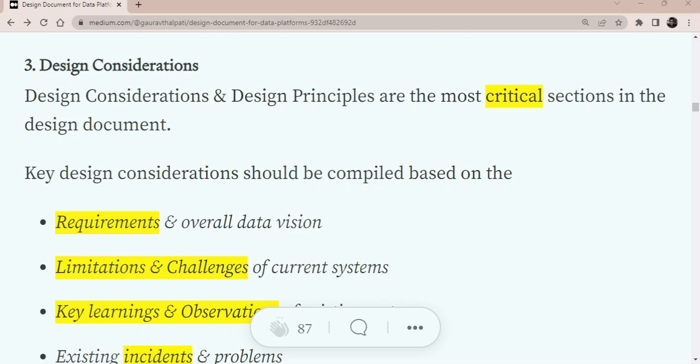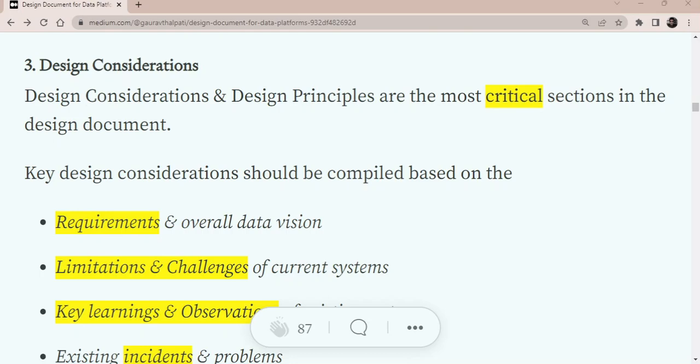In this lecture, we'll cover one of the most important sections, that is the design considerations. Now, when you're creating any design document, you're basically trying to come up with a technical design or a technical solution for this new ecosystem, right? As part of that, one important thing is to understand what are the various types of design considerations that you should keep in mind while designing this system.